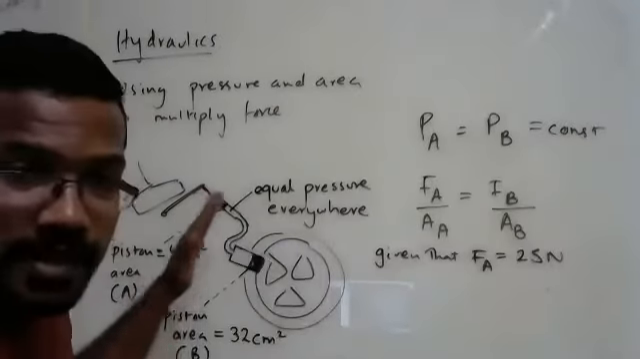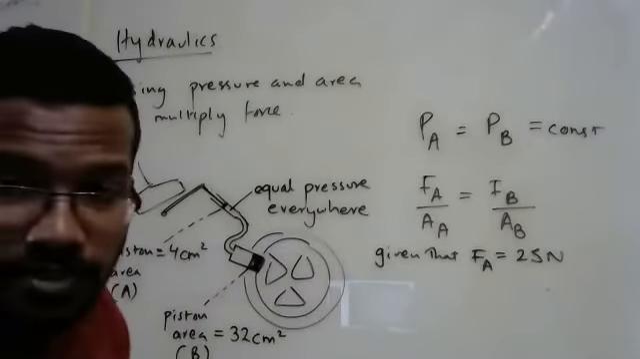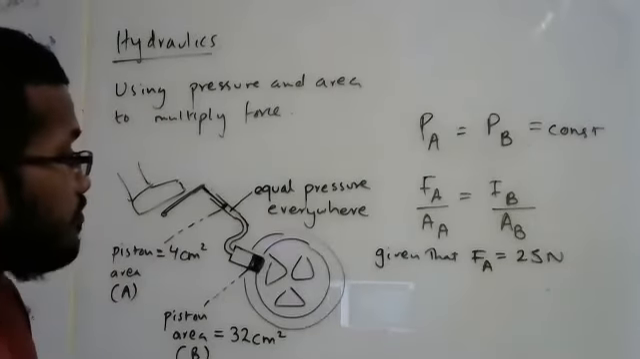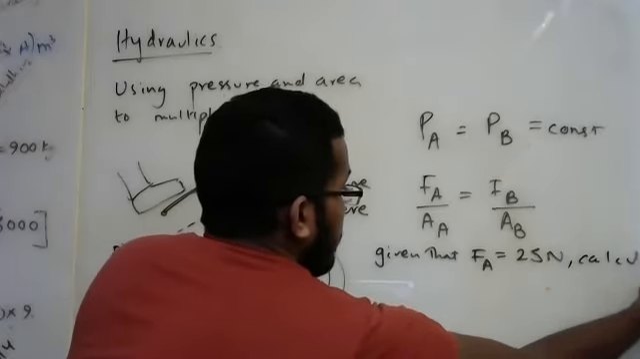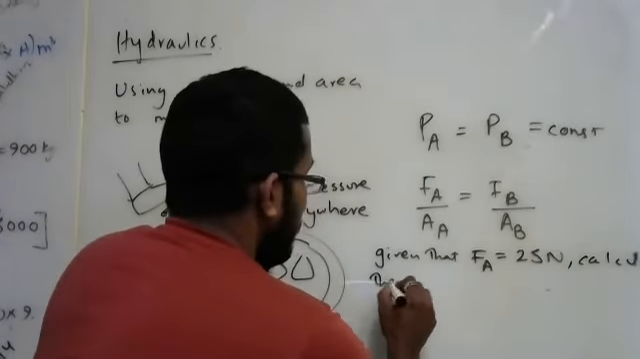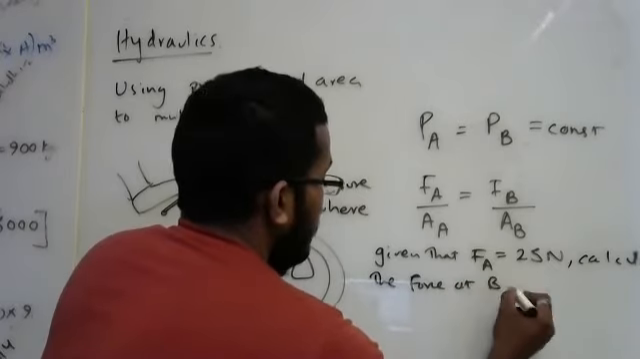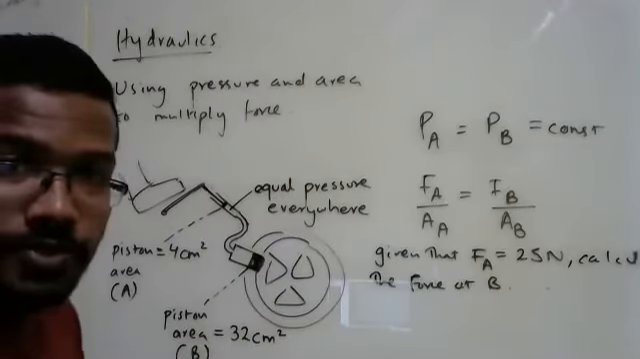it is given that the driver pushes on the brake pedal with 25 Newtons of force. All right. Let's calculate the force at B, right? So let's do it.